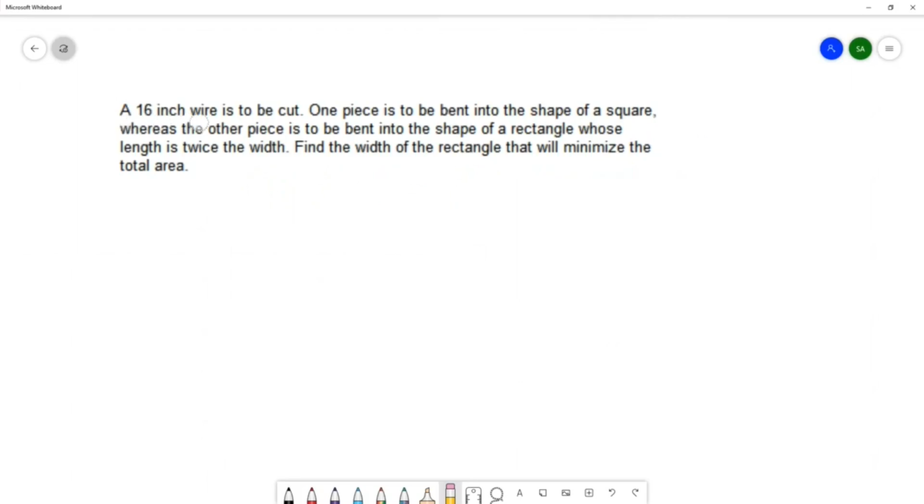A 16-inch wire is to be cut. One piece is to be bent into the shape of a square, whereas the other piece will be bent into the shape of a rectangle whose length is twice the width. Find the width of the rectangle that will minimize the total area. So we have a lot going on in this question, so let's start by drawing some pictures. So we know that we have this 16-inch piece of wire. That's the total length of the wire.